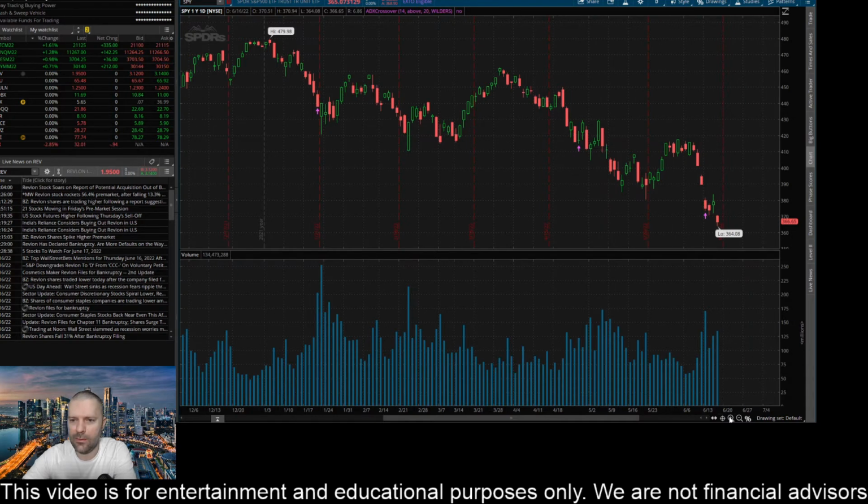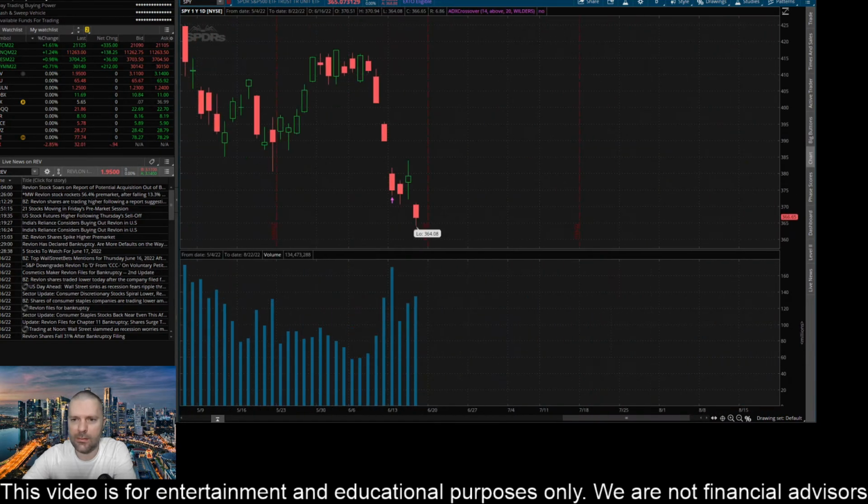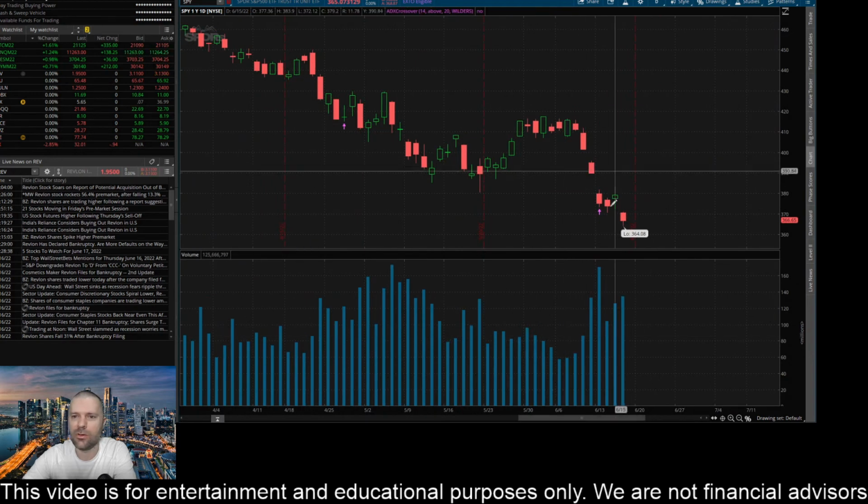Then you have another arrow near the end here. Same thing. We already know we're in a downtrending market, and bam, we got the ADX crossing above 20 again, which means we are still in a strong downtrend. And there you go, fresh low on the daily time frame here for SPY.